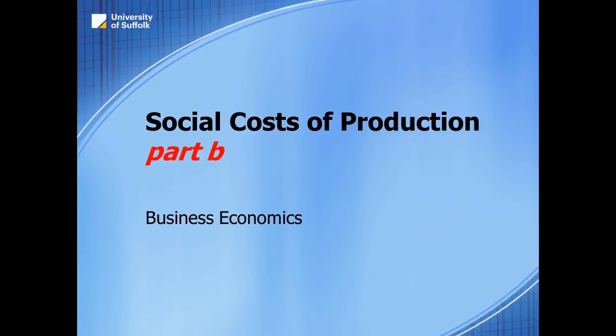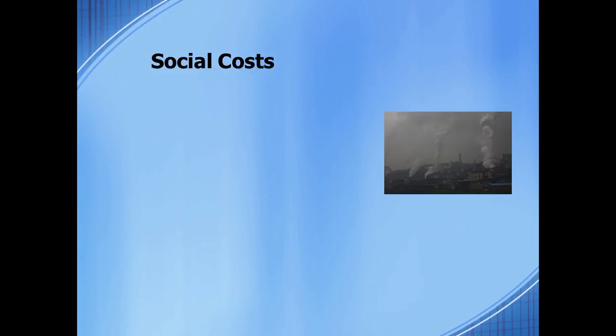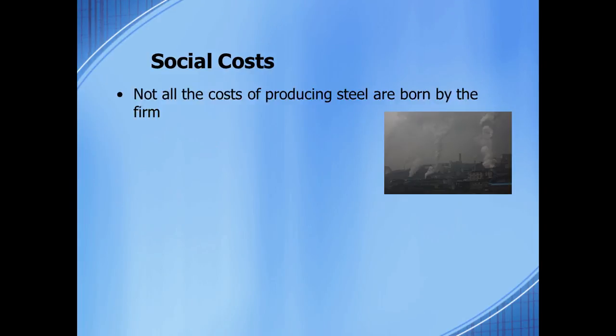Okay, so this is the third video now when we're looking at market failure, and we're continuing on looking at the social costs of production. I'm going to be looking at this on the equilibrium quantity. So we were looking at steel.